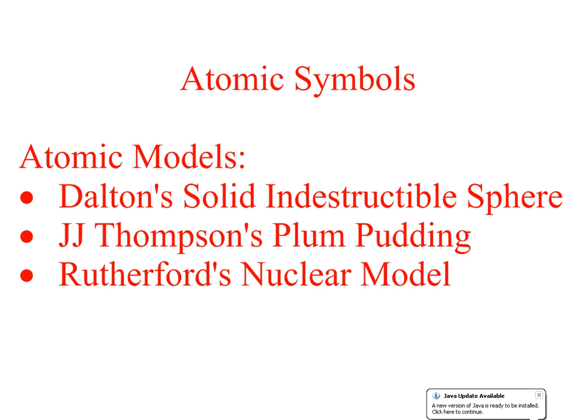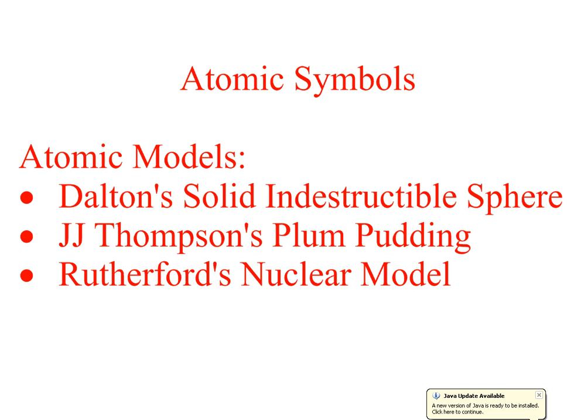So now that we know that the smallest part of the elements are the atoms, and we know the symbols for elements, we have to go one step further and use symbols that are going to be a little bit more explicit about what's contained within the atom. Recall our models that we've gone through: Dalton's solid indestructible sphere, J.J. Thomson's plum pudding model, and Rutherford's nuclear model.